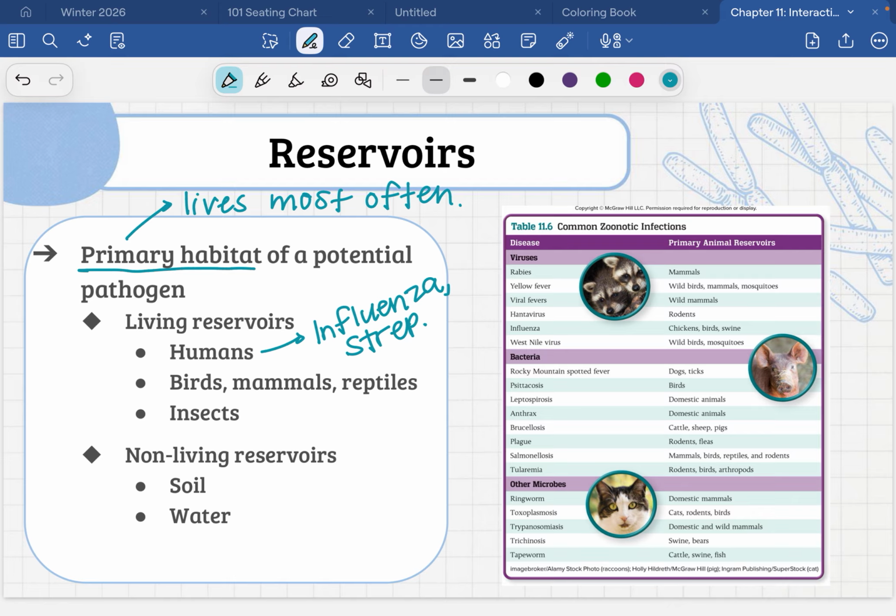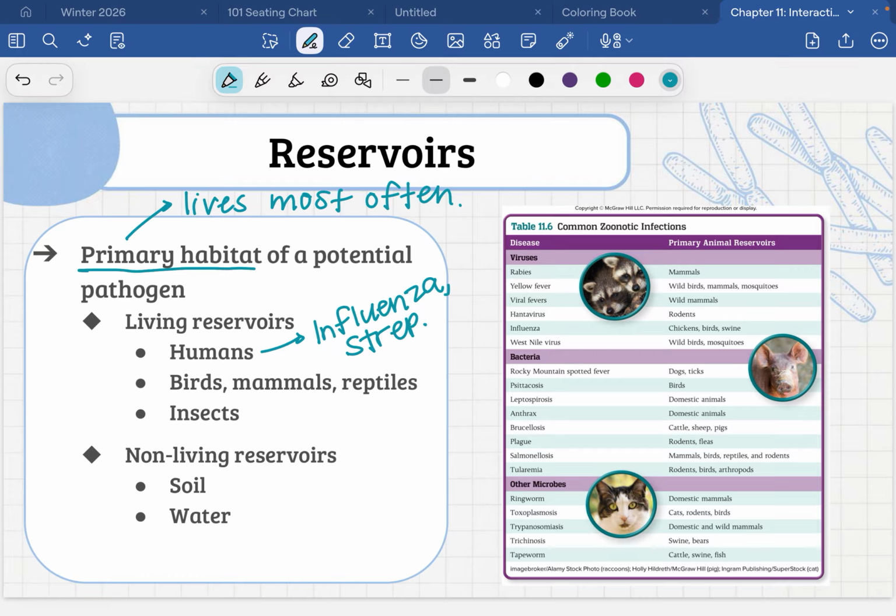Influenza and streptococcus and staphylococcus, even things like that, their most primary habitat is a human. So they get passed from human to human, and that is how they live. They survive by moving from human to human. That is their most primary habitat.